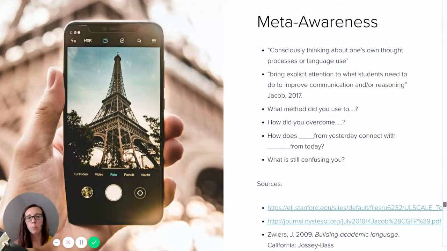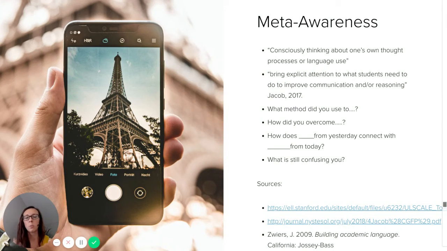The final idea I want to bring up is around meta awareness. Students will say, "Oh, that's so meta." So this is where we're thinking about our own thought processes or our own language use so that we can really explicitly call attention to what we're saying or what we're thinking.